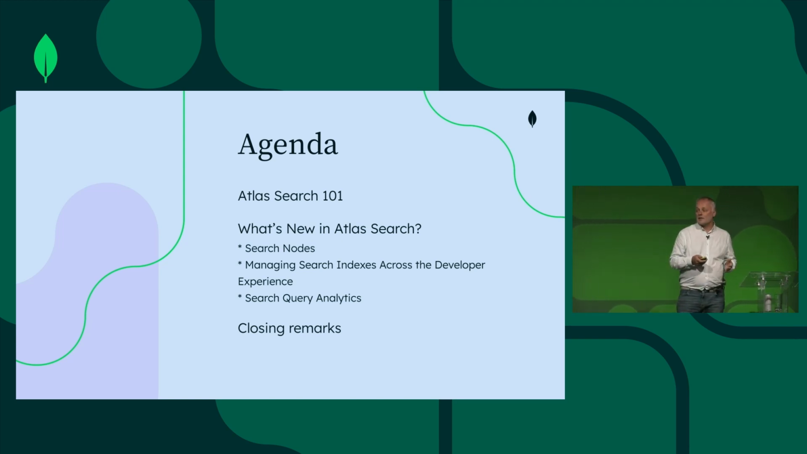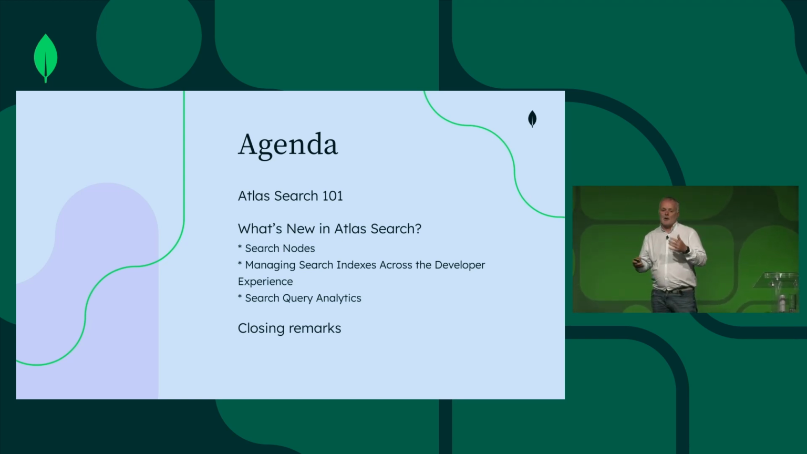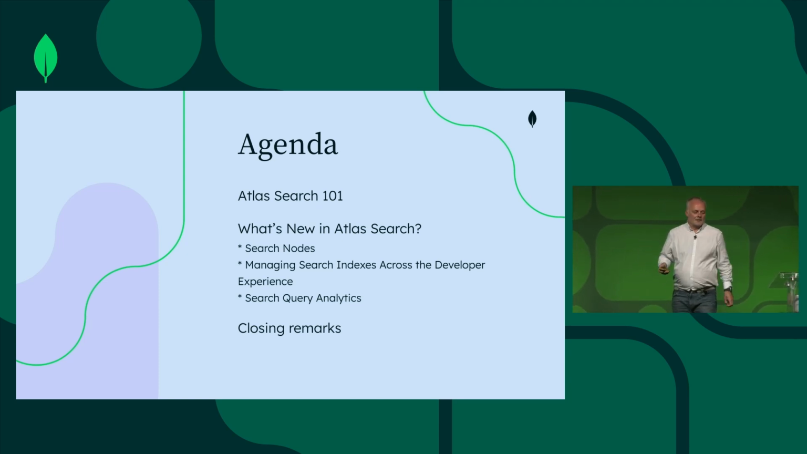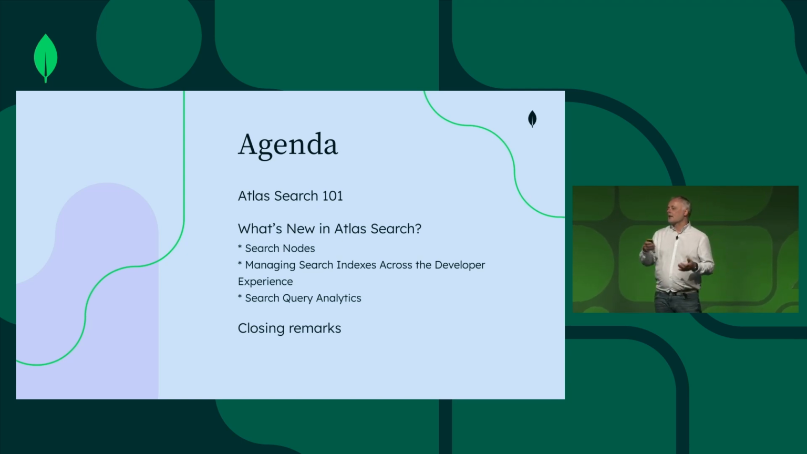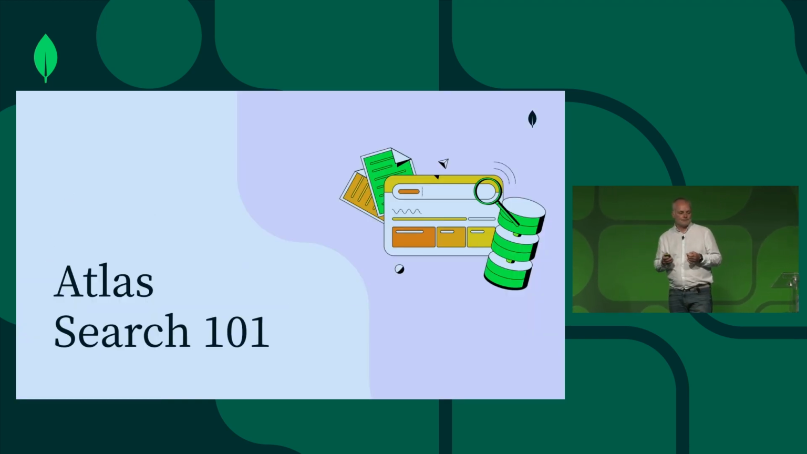The first one is search nodes, where we change where you actually run the Atlas search process. Managing search indexes across the developer experience. So what that means is there's now new places where you can actually go to and manage your search indexes. Finally, there's search query analytics. So taking a look at what people are searching for and what results they're getting from that, so you can improve your search indexes and your queries.